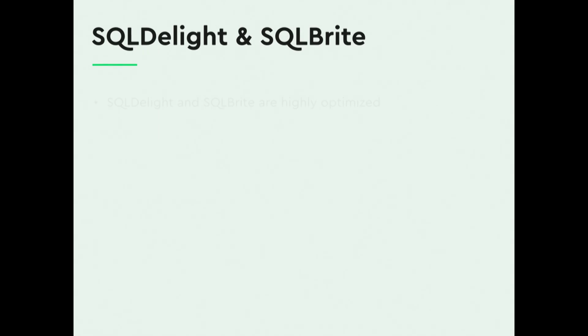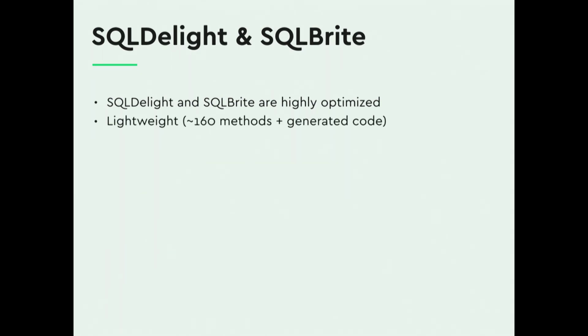I just want to also point out that both libraries are highly optimized. I think it's no secret for anyone that Square people highly value method counts, and both combined generate just about 160, plus the code that you generate. So you can see that's a very powerful combination, very, very efficient.